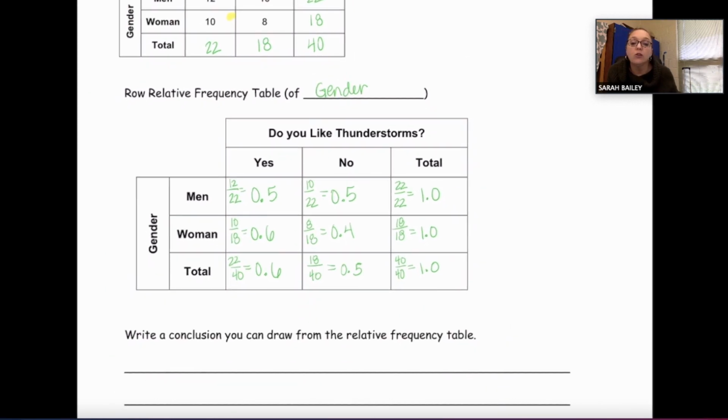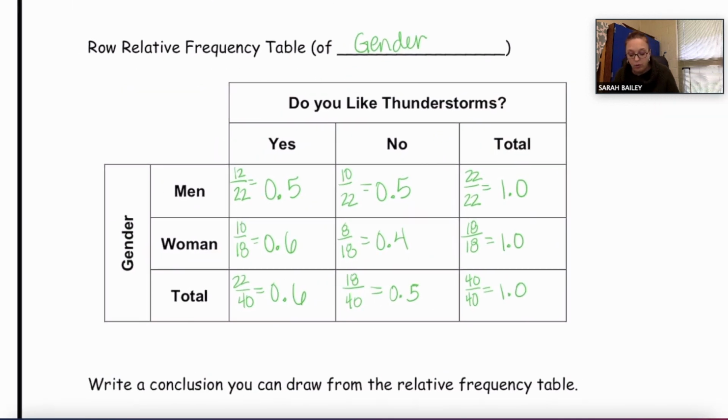Then it says to write a conclusion you can draw from the relative frequency table. So this is based on gender. So let's talk about what this means. Now, all of these are written as decimals, but you could change them to percents. For example, that'd be 50% and that'd be 50%. So of the men that were surveyed, 50% said yes, they like thunderstorms, and 50% said no. So it's about split pretty evenly. Of the women who were surveyed, 60% said they like thunderstorms, whereas 40% said they do not. Of the total number of people surveyed, we have about 60% saying they like it and about 50% saying they do not like it. So it's split pretty evenly.